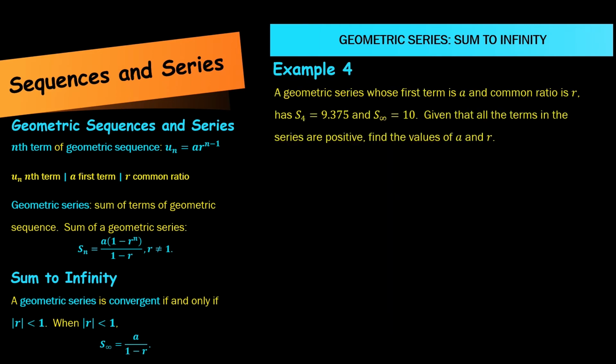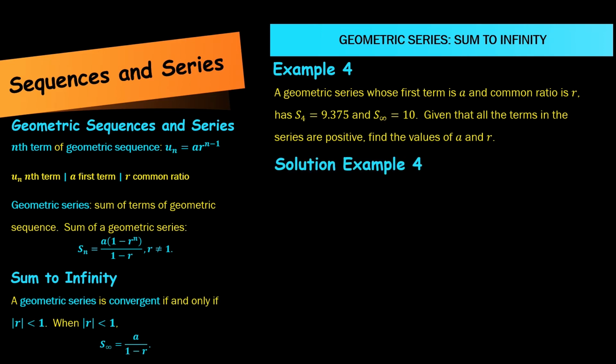Now let's take a look at another example. Pause the video and have a go. Press play when you're ready to view the solutions. So let's take a look at this. We have that a geometric series has first term a and common ratio r. It also has that the sum of the first 4 terms, S4, is equal to 9.375 and S infinity equals 10. Given that all the terms in the series are positive, find the values of a and r.